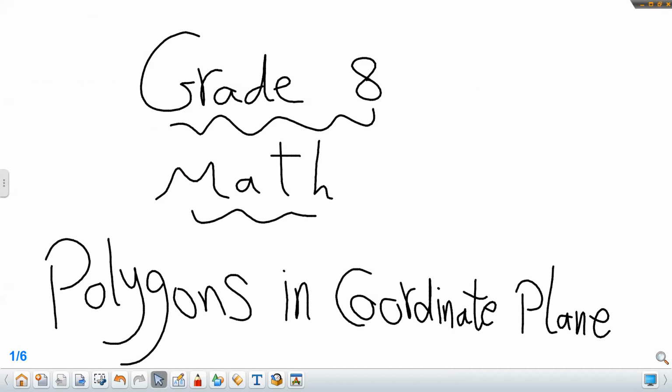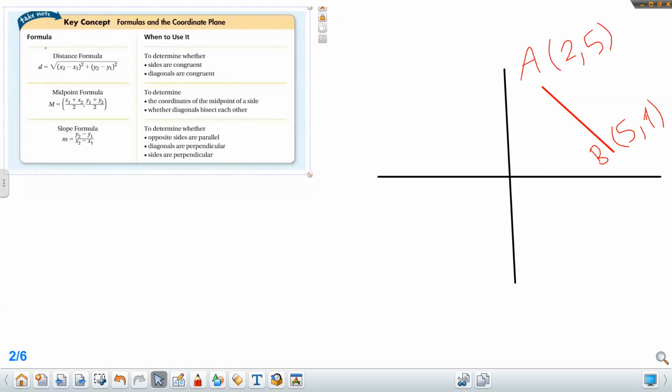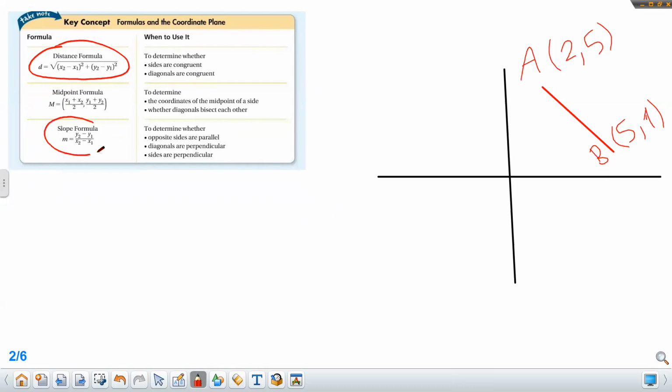Today, inshallah, I will study a new lesson in geometry, which is polygons in the coordinate plane. But first, you will need some rules you studied before on the coordinate plane. The distance formula: distance equals the square root of (x2 minus x1) all to the power 2 plus (y2 minus y1) all to the power 2. The midpoint formula: the sum of x's over 2 and the sum of y's over 2. And the slope formula: y2 minus y1 over x2 minus x1.